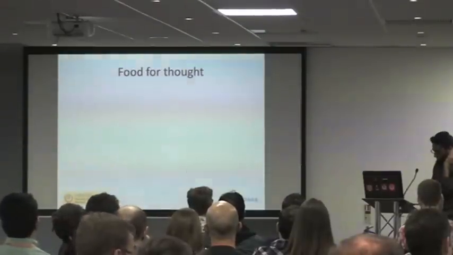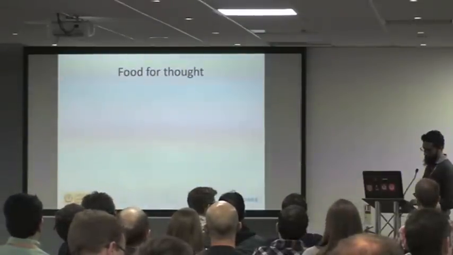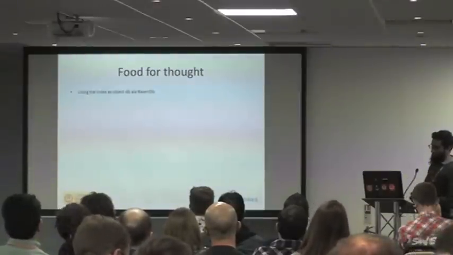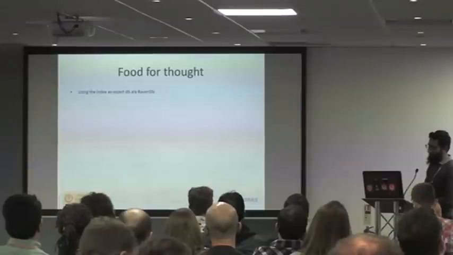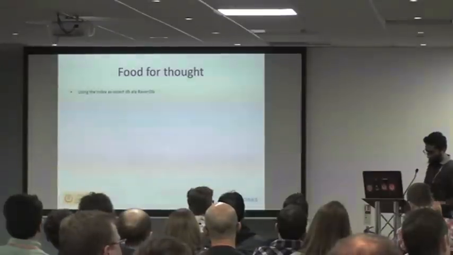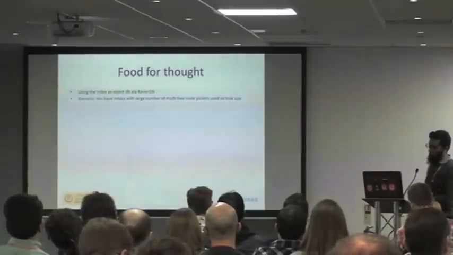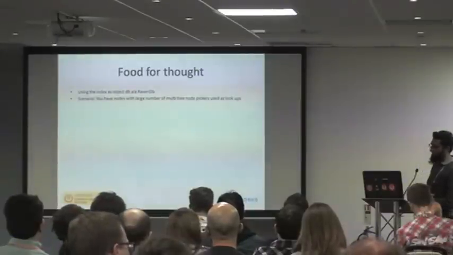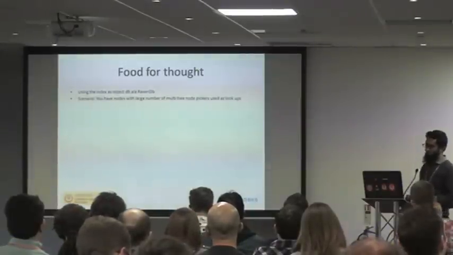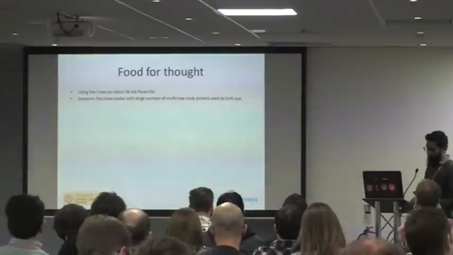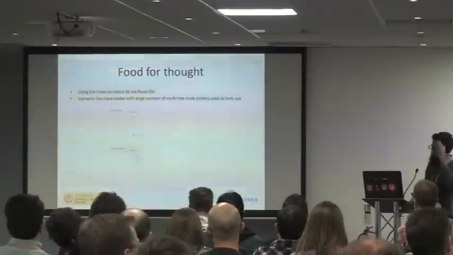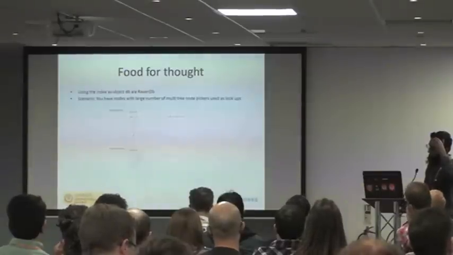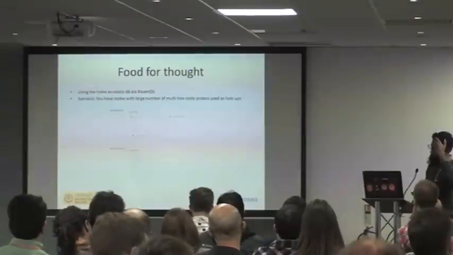So moving on, the food for thought. One of the ideas was trying to use the index as an object database, a bit like RavenDB. Obviously nothing as powerful as that, but the scenario is you have nodes with quite a few multi-tree node pickers, which are effectively lookups. An example of this is we've got products, and they have permitted locations and permitted stipulations.